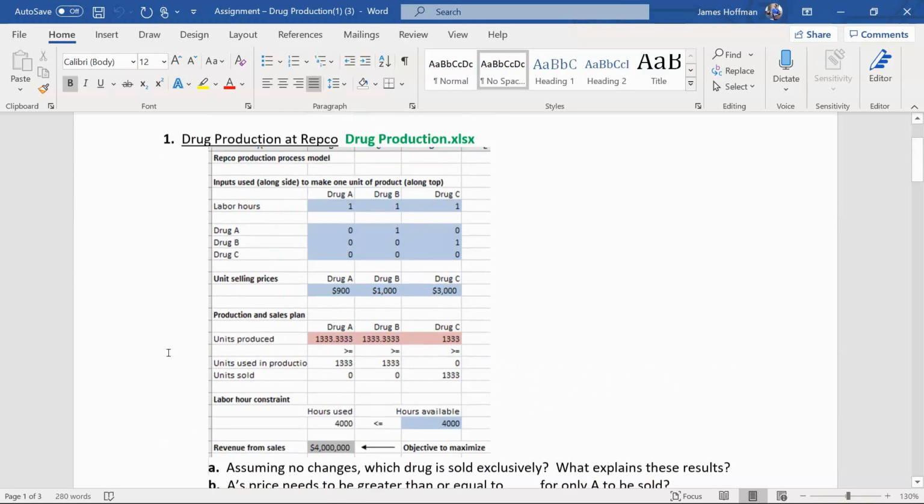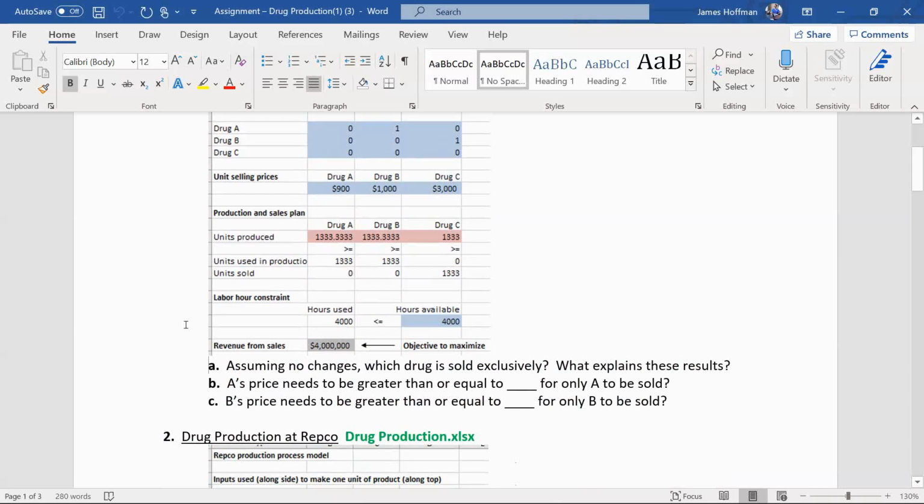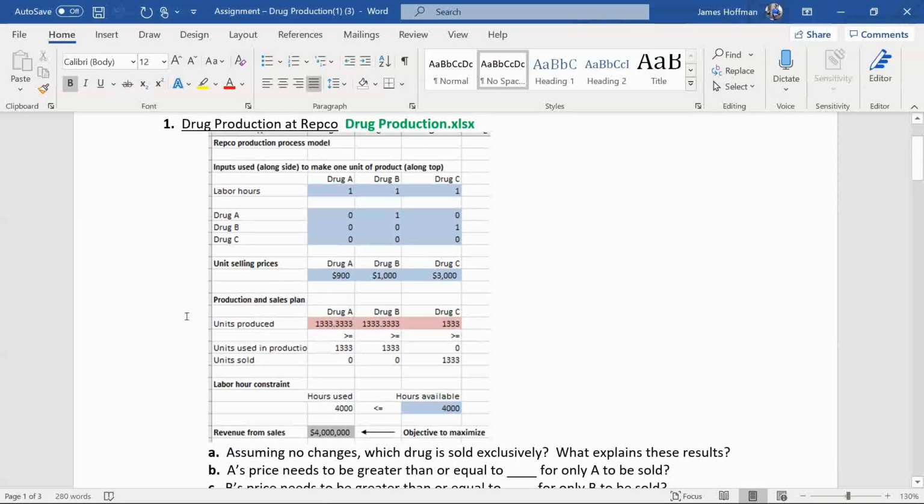I'll have you try to answer some of the questions so I make sure that we understand it. So part A, for number 1. Assuming no changes, which drug is sold exclusively? The first thing you have to do is look at this screen cap and report which of the drugs is being sold. Right now, if you look at the screen cap, what's the only drug being sold? Can anyone say which drug is being sold? Drug C. Drug C, exactly.